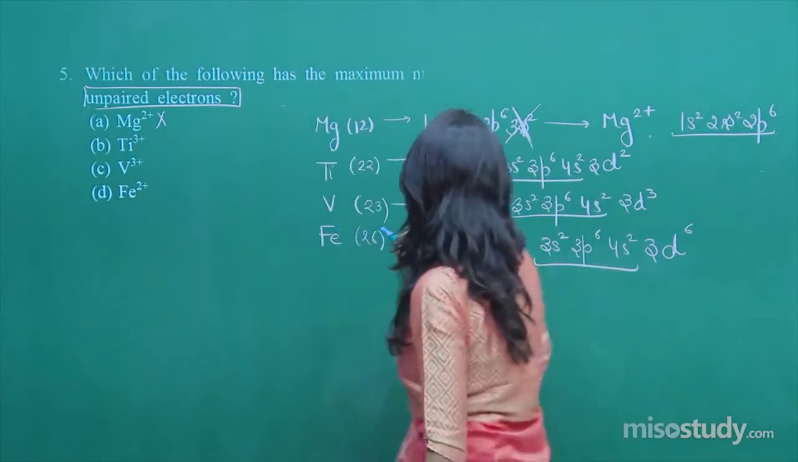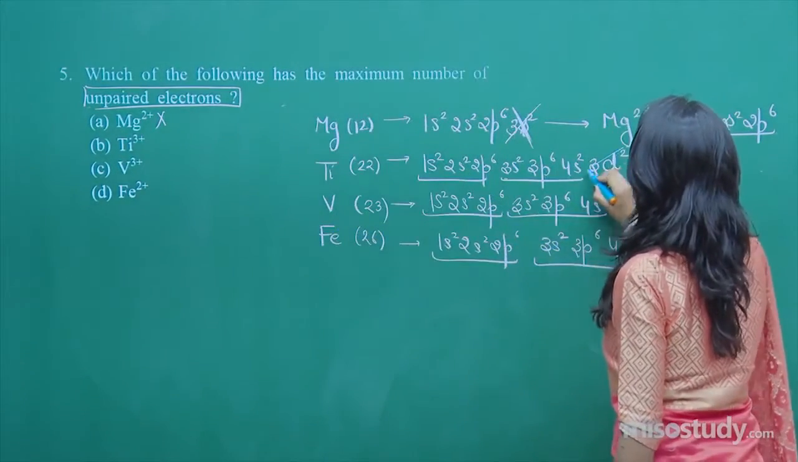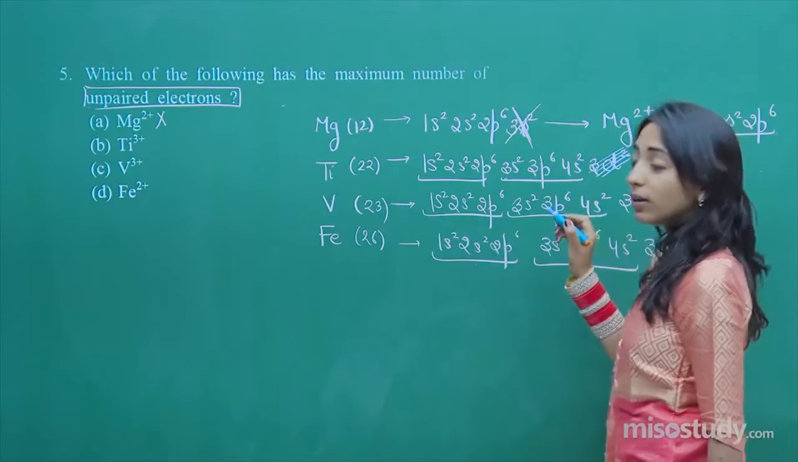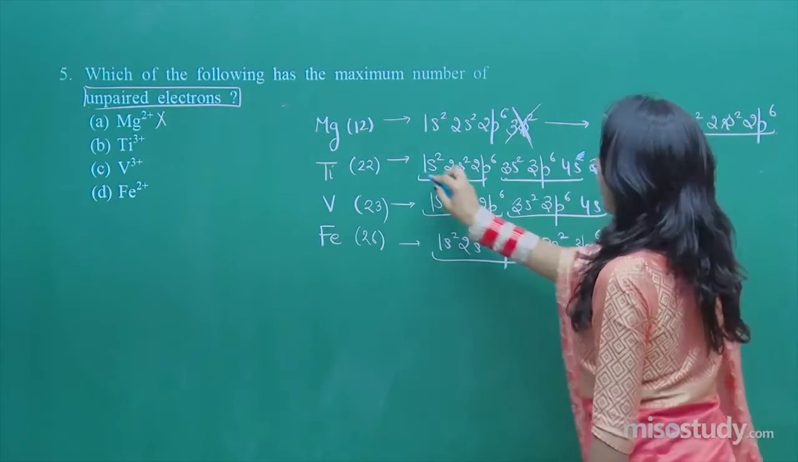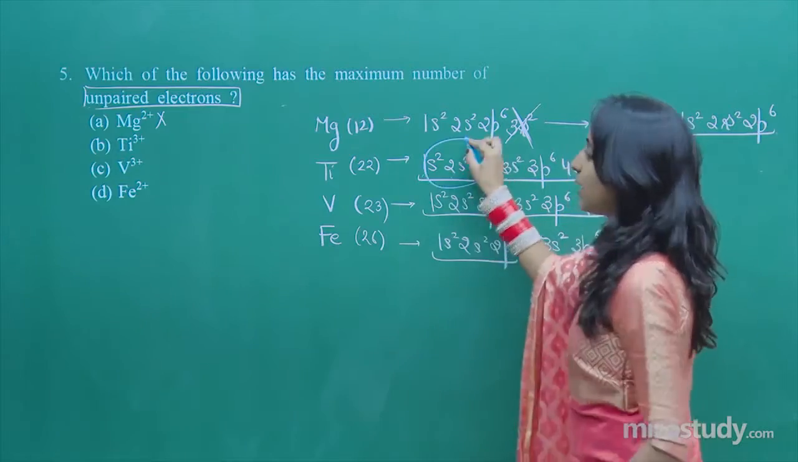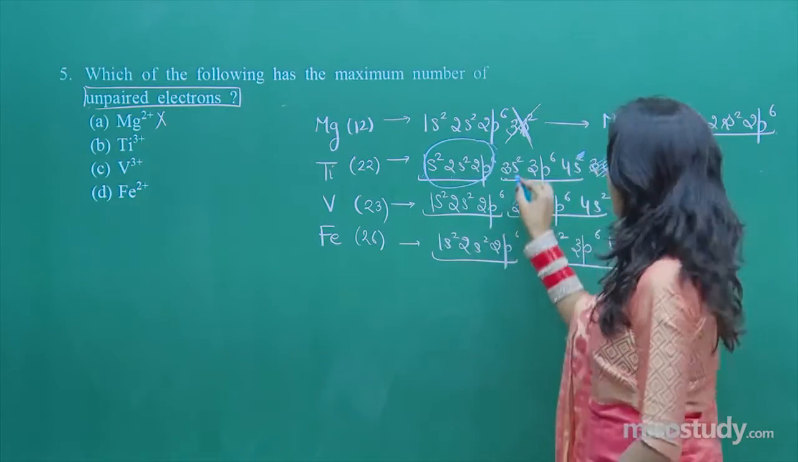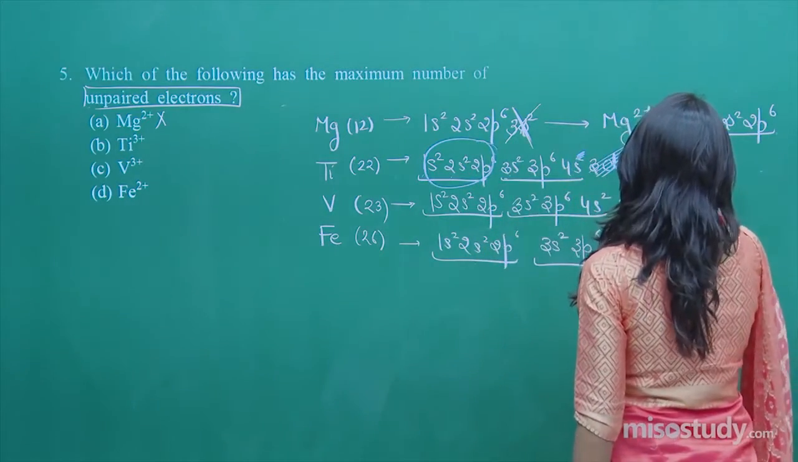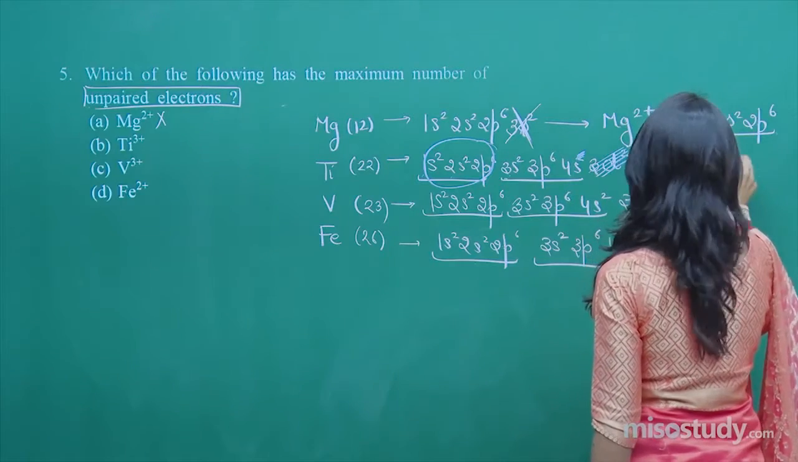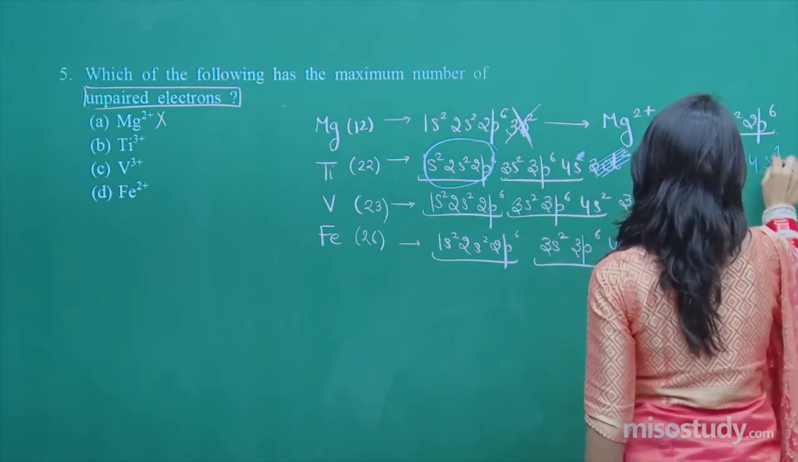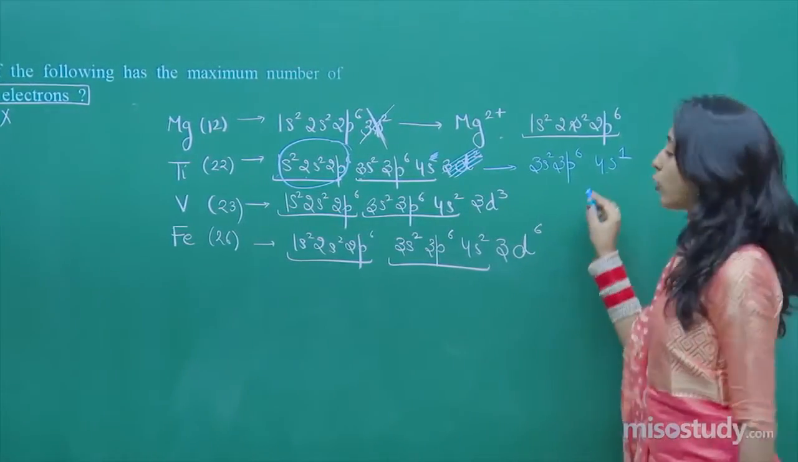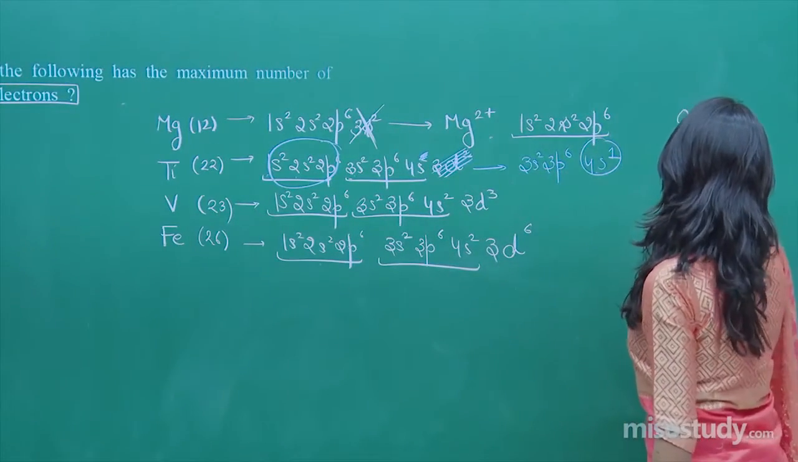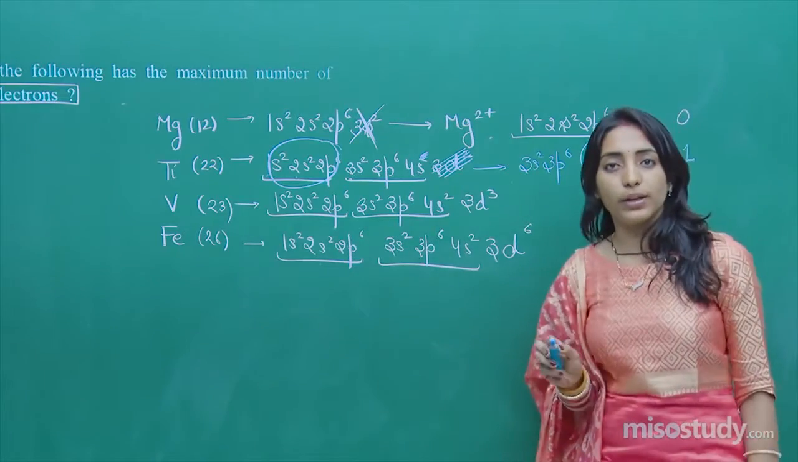Now let's talk about the electronic configuration of ions. Titanium is 3 plus, so let's remove 3 electrons. 2 of these are gone and 1 from 4s is gone. So overall we will be having 1s2, 2s2, 2p6. This is completely paired, of no use. Then I have 3s2, 3p6 and 4s1. Right? Now 3s2, 3p6 are paired. The only single electron is 4s1. So overall 1 unpaired electron.